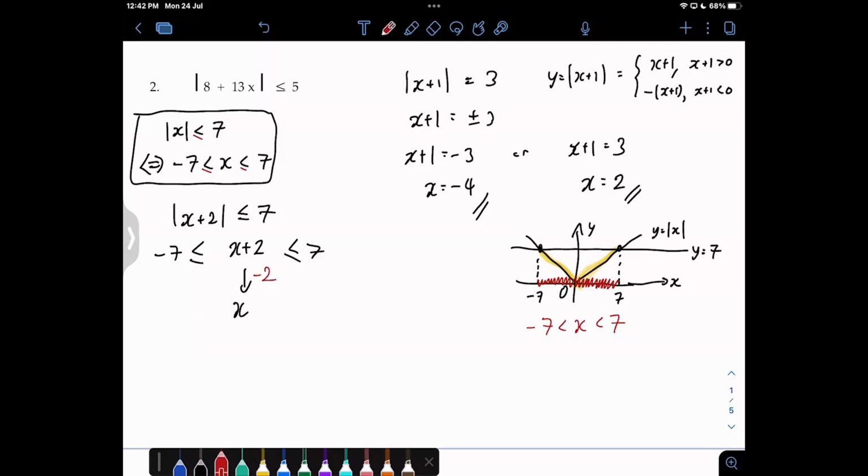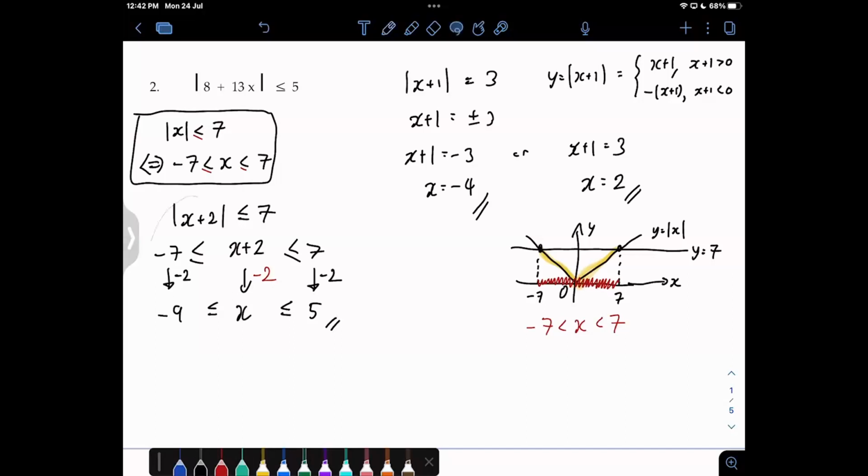Minus 2. So you have to minus 2 in the middle, as well as on the left and on the right. Negative 7 minus 2, you get negative 9. 7 minus 2, you get 5. Less than or equal, less than or equal. Is that okay? Very good. Then that's your answer.